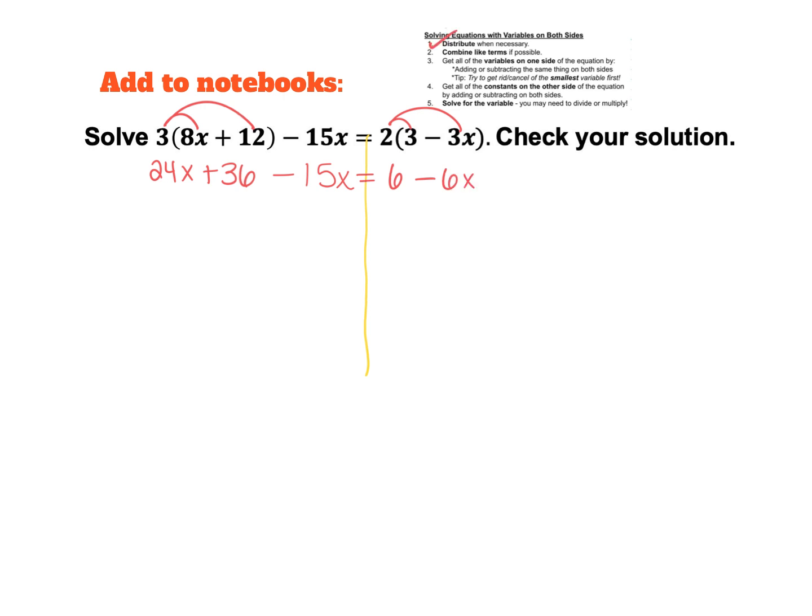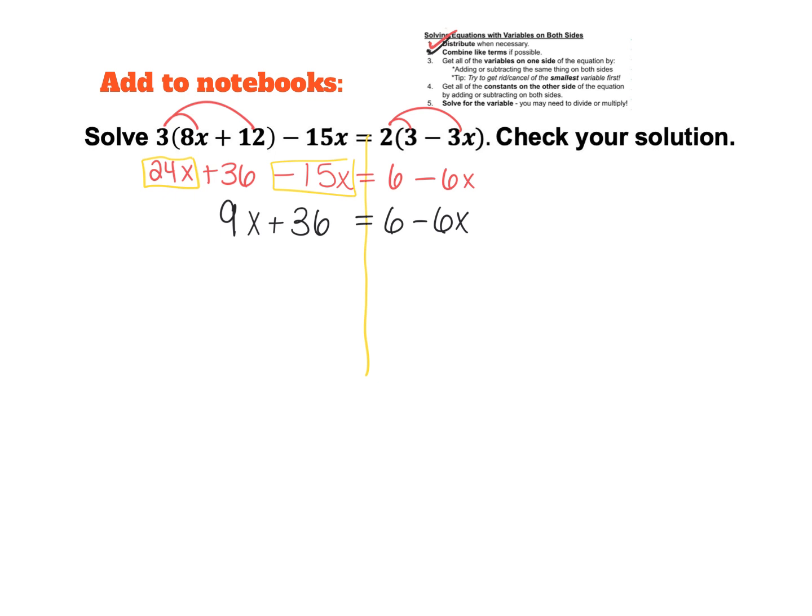Next step, combine any like terms that we can. Remember, like terms have the same variable. So I've got 24x and I've got a negative 15x. When I put those together, 24 minus 15 is 9x. I'm just going to bring down my plus 36. And on the right side, I have 6 minus 6x. All right, we've combined our like terms.